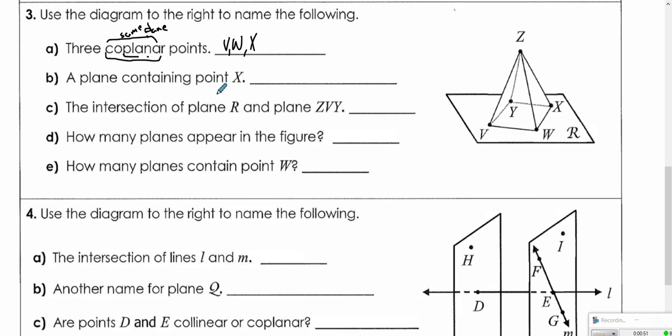A plane containing point X. So where's X? X is right there. So one plane, the obvious one in my mind, is the plane that it's sitting on, R, plane R. So I could do that one.